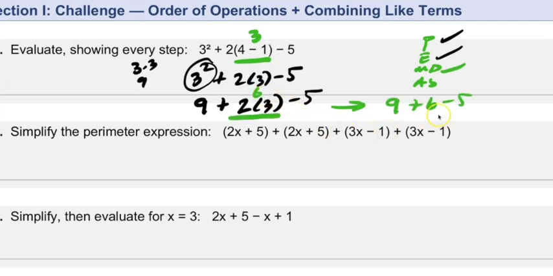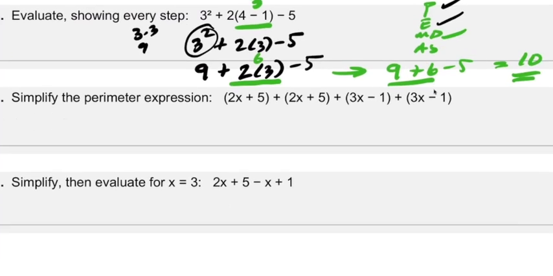And now the only thing that's left is add, subtract. And again, when you're on that add, subtract line, you just go left to right. Doesn't matter. So 9 plus 6 is 15. 15 minus 5 is 10. There we go.